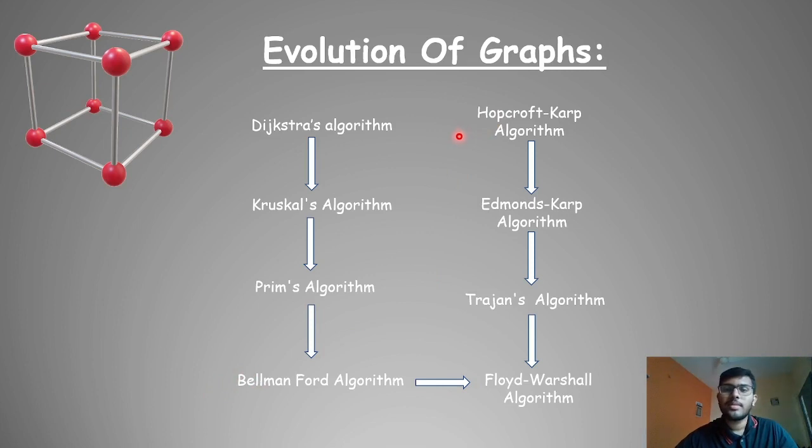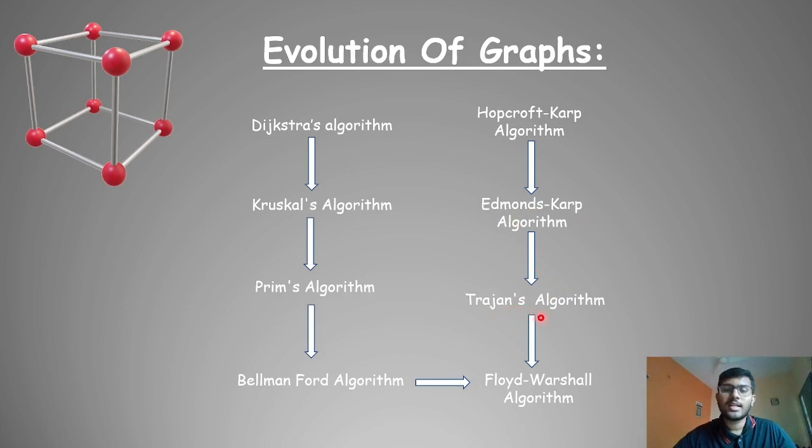The next algorithms are the Hopcroft-Karp algorithm and the Edmonds-Karp algorithm. Both of these algorithms are related to bipartite graphs, which means a graph which contains a set of edges and vertices. We will segregate the vertices into one set of independent vertices V1 and another set V2. And it should be noted that every edge of the graph is mapped from a V1 vertex to a V2 vertex.